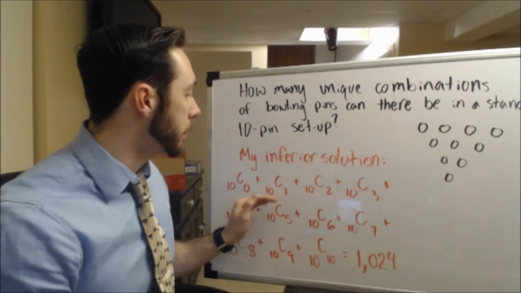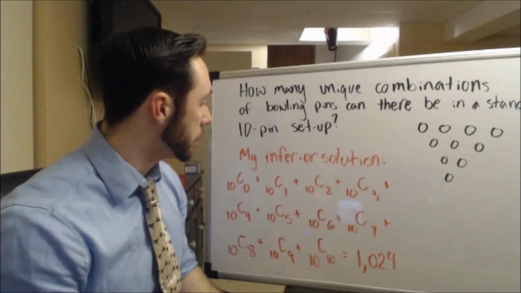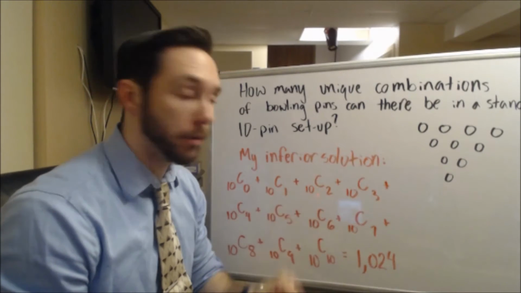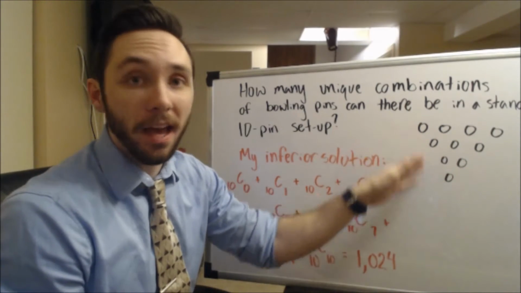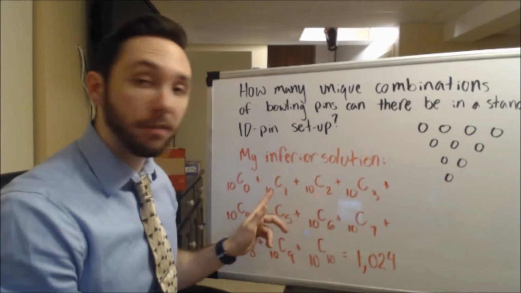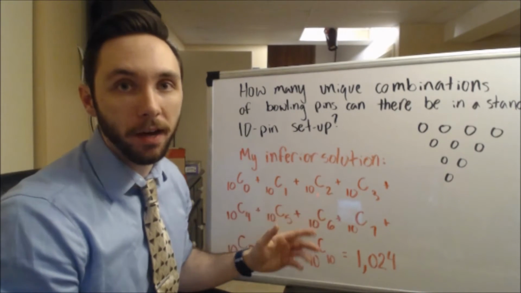With this 10 choose 1 idea, if you have 10 pins, in how many ways can you choose one of those 10 pins? Well, you can choose the first one, you can choose the second, you can choose the third, fourth, you can choose any of the 10. So there are 10 different ways to choose 1 pin of 10 pins. So 10 choose 1 simplifies to 10.